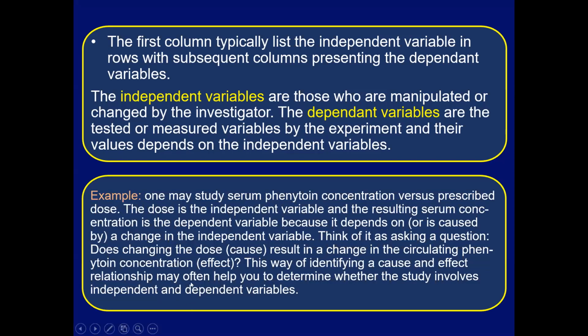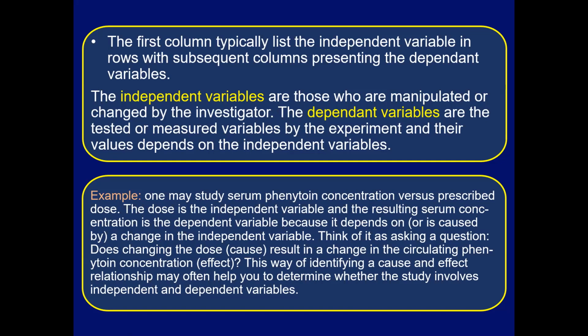For example, one may study serum phenytoin concentration versus the prescribed dose. Here we have the dose, which represents the cause, and the effect of that dose in terms of the serum phenytoin concentration. So definitely the dose represents the independent variable, and the resultant serum concentration is the dependent variable, because the fluctuation of those concentrations depends on the dose in the primary outcome.